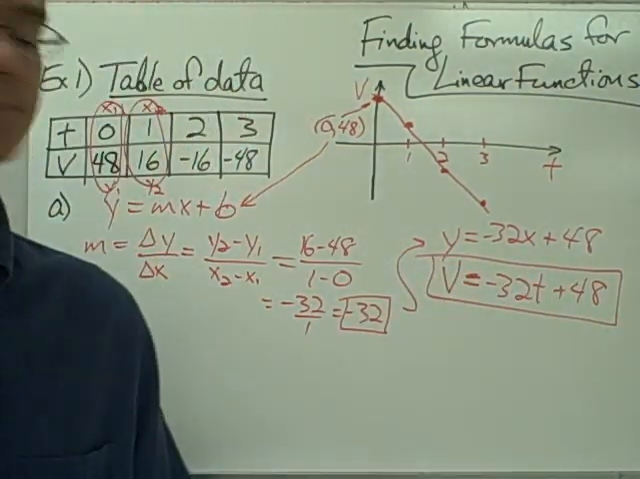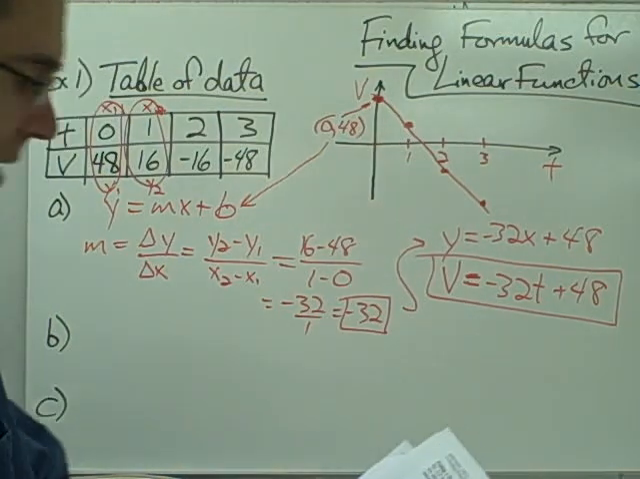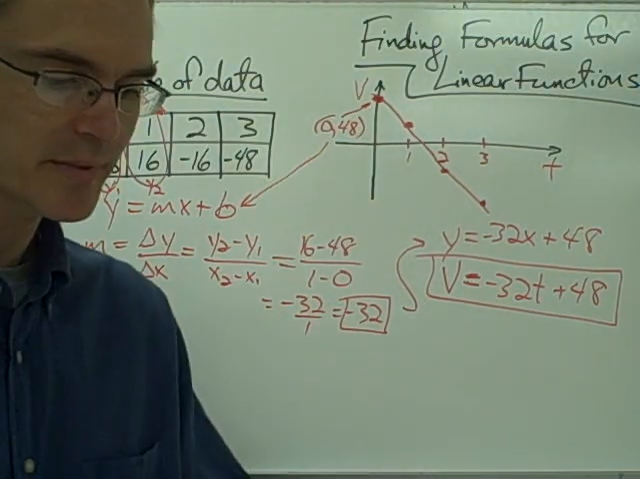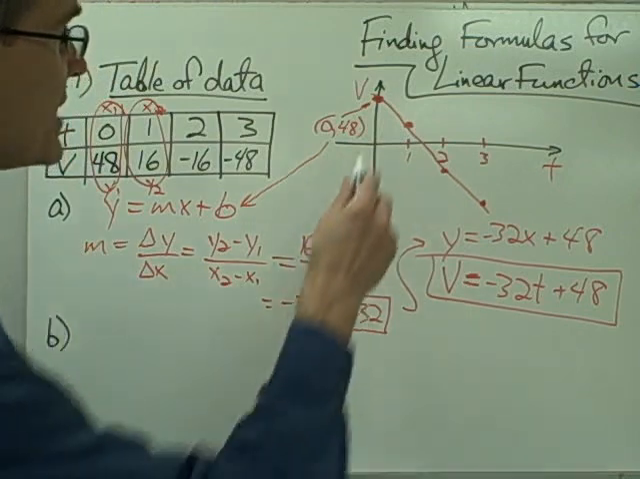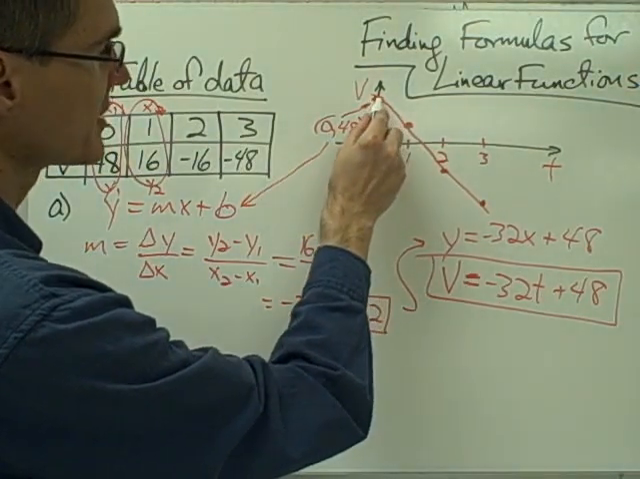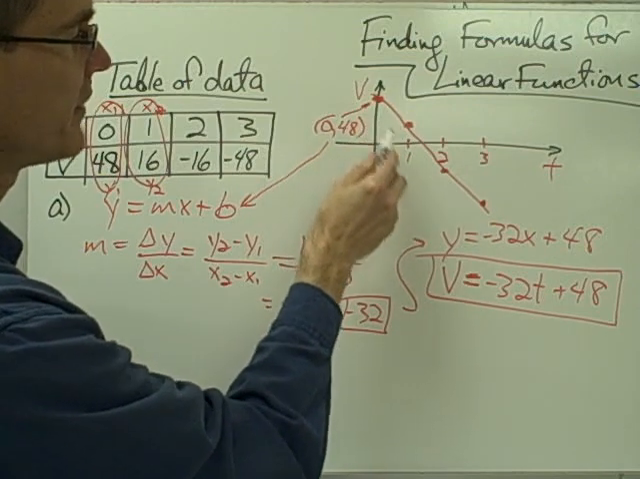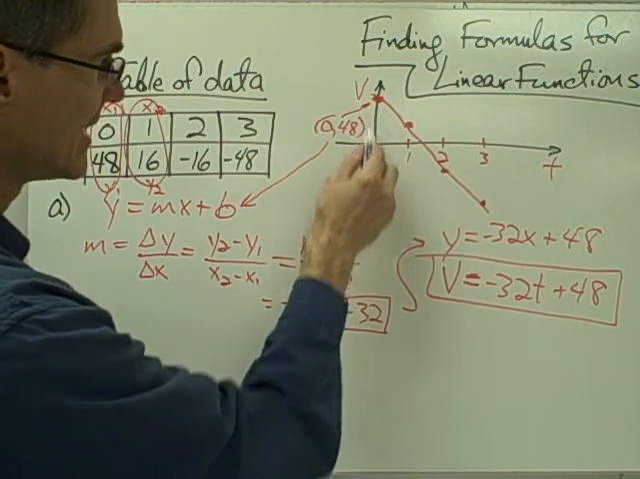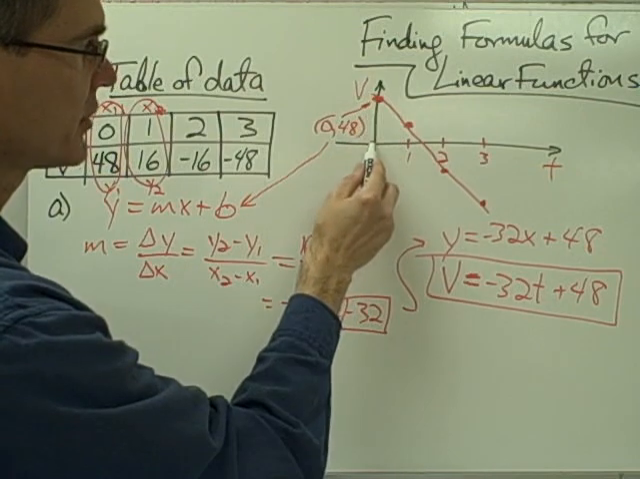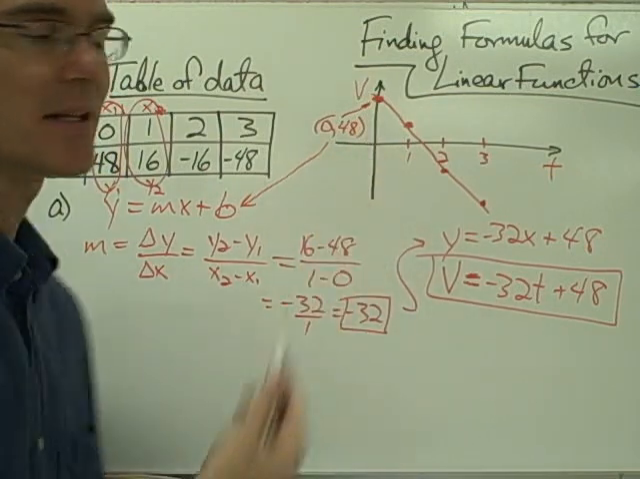And there's my equation. All right, part B says, what does the vertical intercept tell us about the baseball? Well, my vertical intercept, that's this point right here. My vertical intercept just tells me the value of the function at its initial point. In other words, the value of the function when my independent variable is 0.